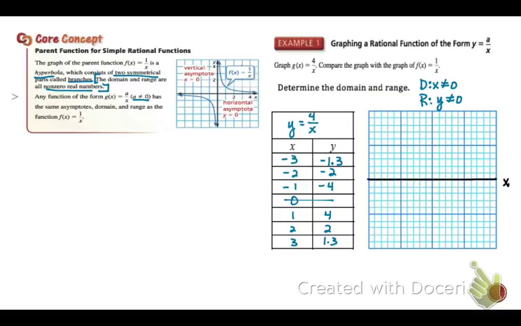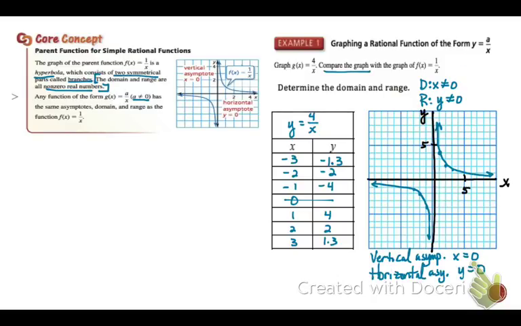So you're going to draw your xy axis and label your scale, and then plot your points. And remember that those points are going to create the two branches. Our asymptotes will be our x and our y axis. And then if we look back at the problem, it says compare the graph with the parent function, 1 over x. Well, our a value does the same as it's done before in other functions. So if it's greater than 1, we're going to have a vertical stretch.